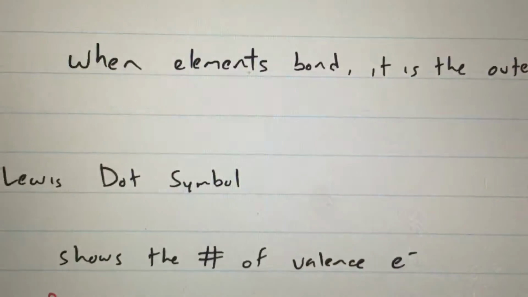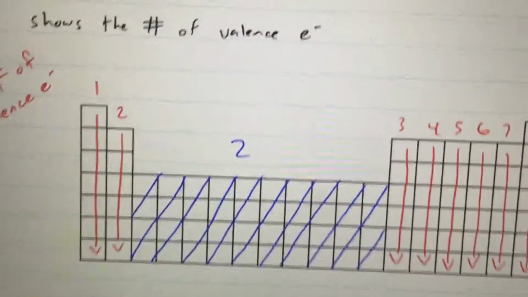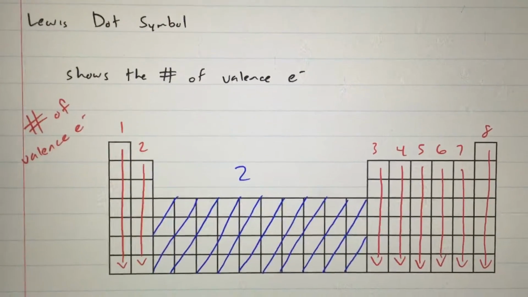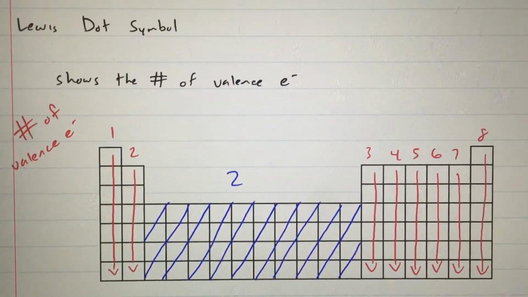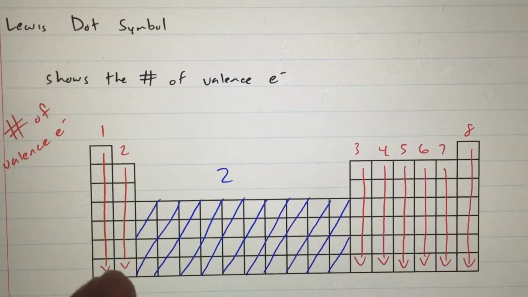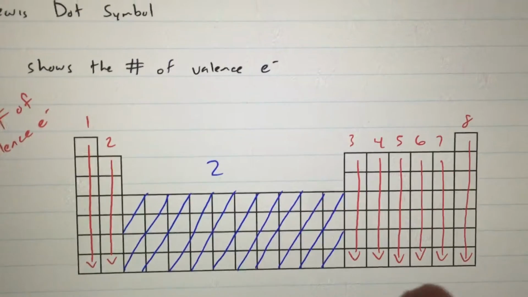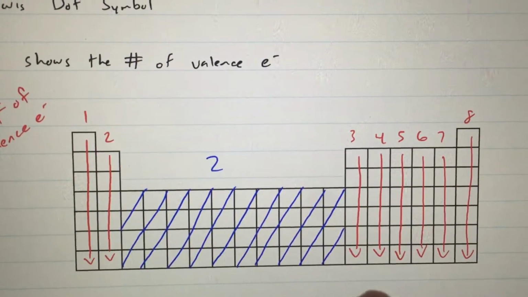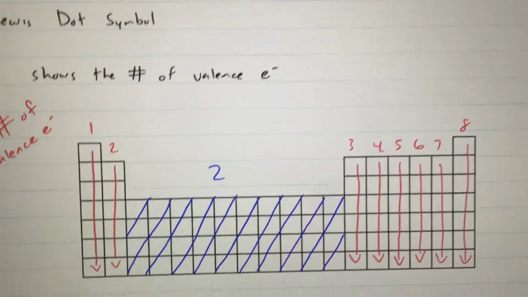Lewis dot symbols show the number of valence electrons for each element. But let's look at this periodic table so you can figure out how many valence electrons each element has. So group 1 has 1 valence electron, group 2 has 2. Every transition metal has 2 valence electrons. And then group 3 has 3, and groups 4, 5, 6, 7, and 8 have 4, 5, 6, 7, and 8 valence electrons in that order.